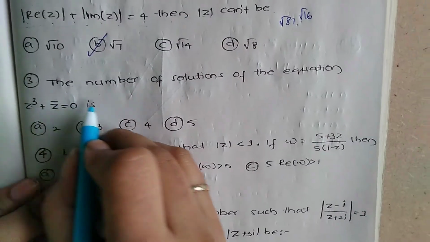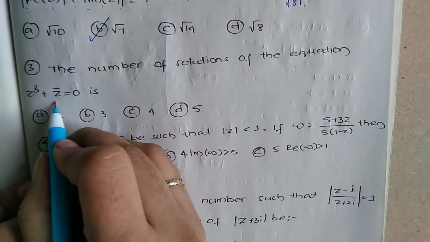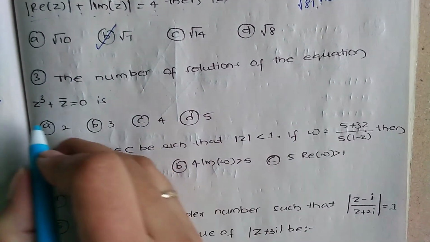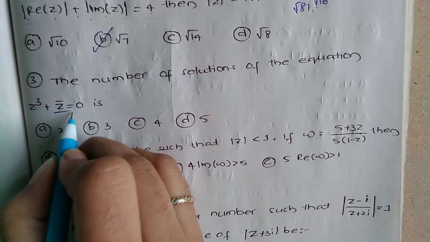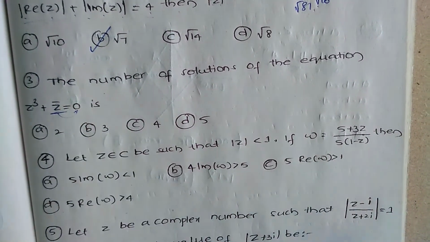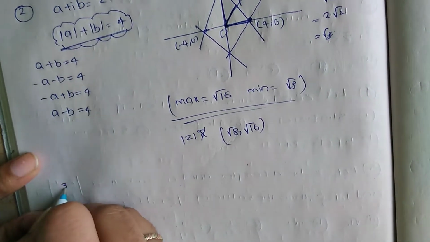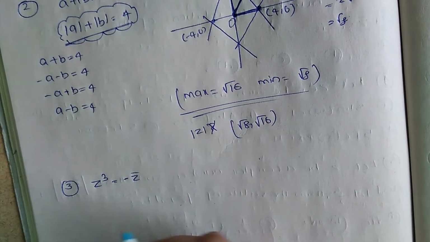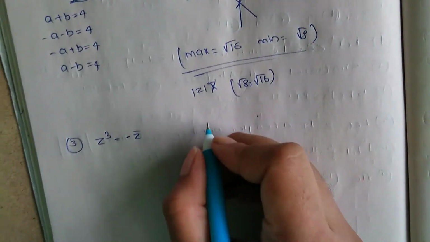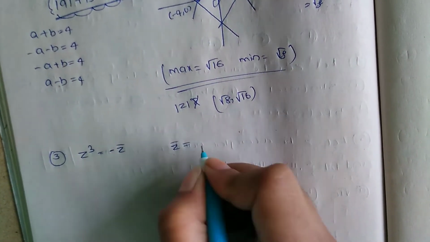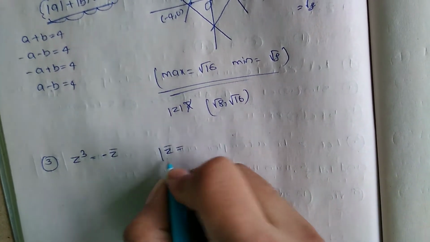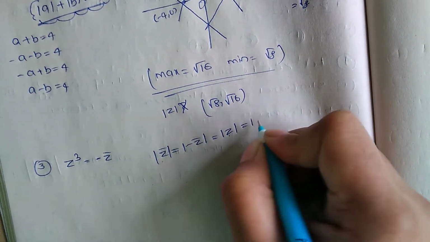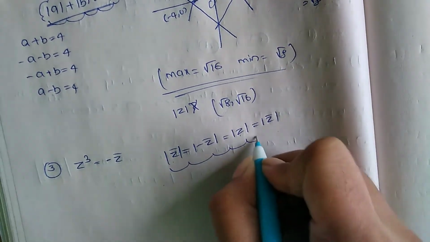Okay. Third question. The number of solutions of the equation z cube plus z conjugate is equal to 0 is how much? See, first my idea to solve is sending this z conjugate to the RHS side. Okay, let's see whether it works or not. Z cube is equal to minus z bar. Yes, now you take modulus on both sides. If you take modulus, we know this, right? It is a property. Mod z is equal to mod z bar. Yes or no? All are equal.